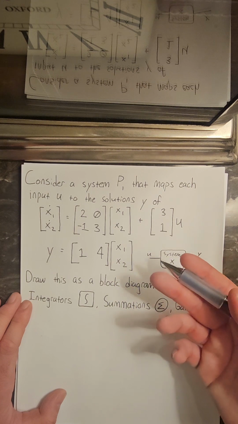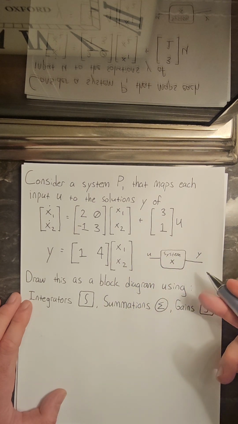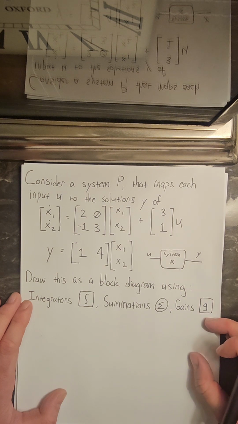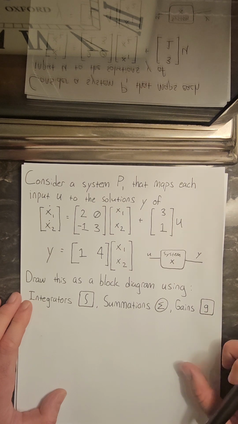Summation is simple. It's like adding two things. That's all you have to think about. Gain is like multiplying something. That's all you really have to think about. If you know electrical engineering, this is like how you amplify something, amplify some sort of input.